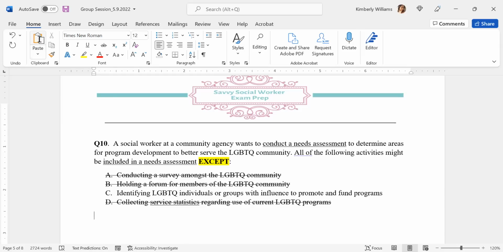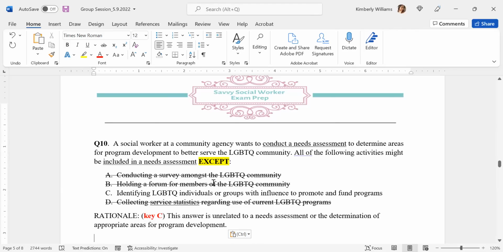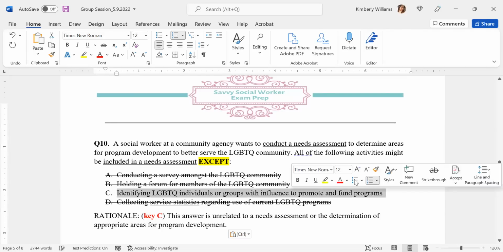So would C be stakeholders? Yeah, it would be stakeholders. Stakeholders are anybody that has any type of interest, financial interest, usually in a program or organization or whatever. So yeah, it could be stakeholders. It could be people, like some popular LGBTQ influencers on social media, to make a few posts or make a video or something like that to promote the program. But that's not done, of course, in the needs assessment. So that is the exception.